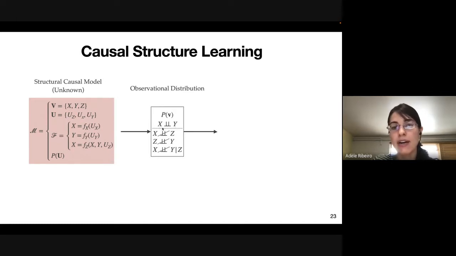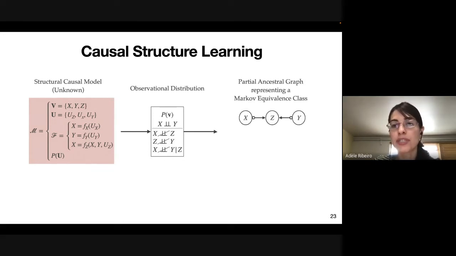Suppose that this is the structural causal model. We will observe that the variables X and Y are independent, but there are some other dependencies. For example, X and Z are dependent, Z and Y are dependent, X and Y are dependent given Z. So I'm just observing this set of conditional independencies and dependencies. And then the algorithm is going to learn something that represents a Markov equivalence class.